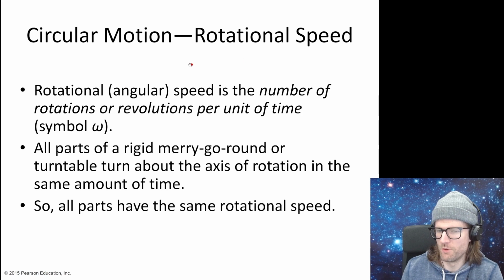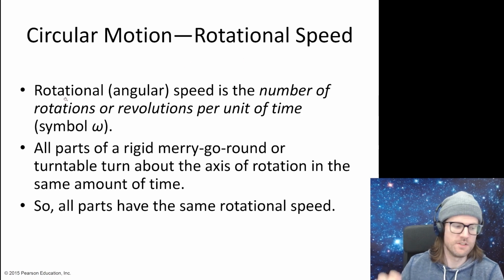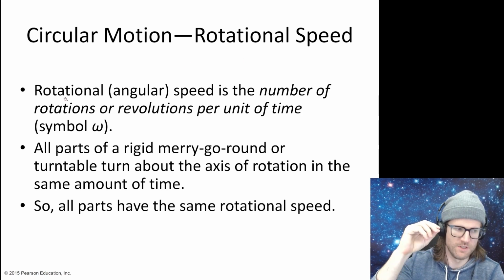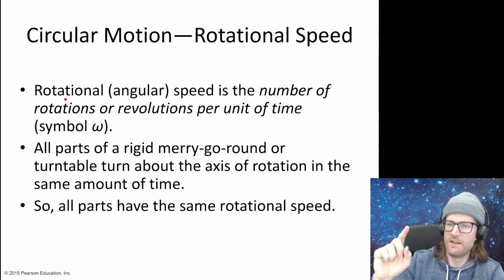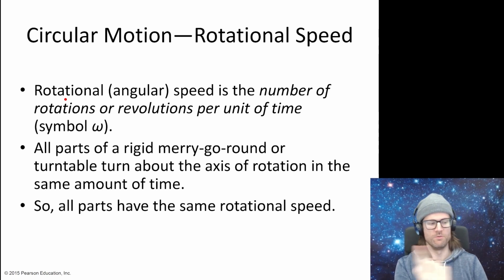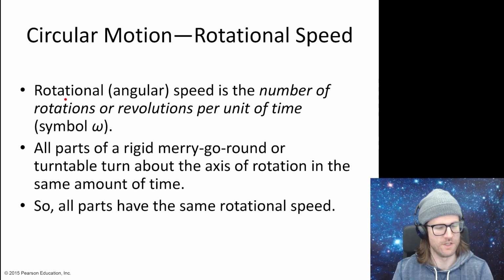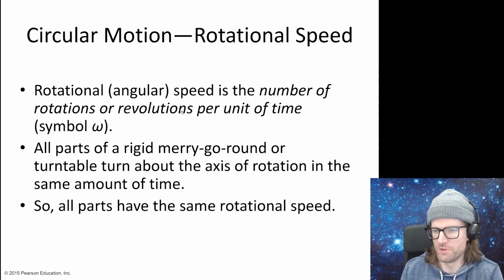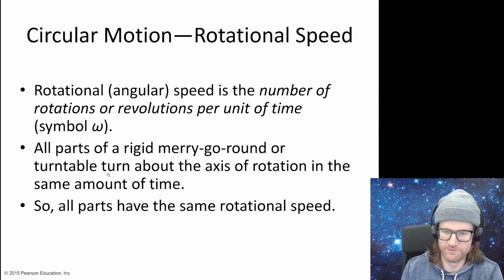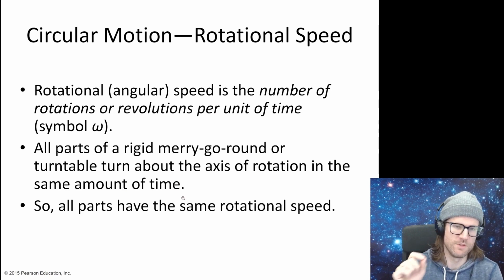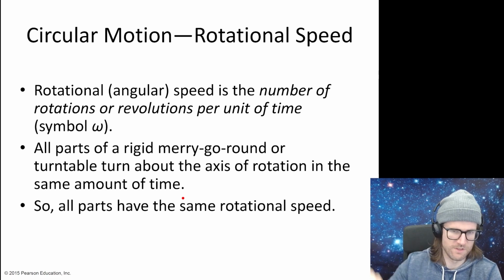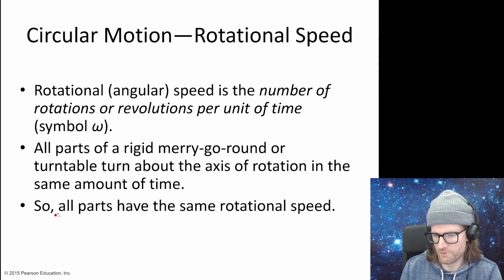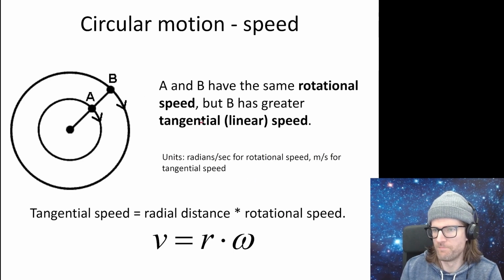Okay, so more about rotational speed. That was tangential velocity, which is how fast you're moving around. And rotational speed is how quickly you're spinning. So that's in RPMs, rotations per minute, or revolutions per minute. All parts of a rigid merry-go-round or turntable turn about the axis of rotation in the same amount of time. So all parts have the same rotational speed, even though different parts have different tangential speeds.